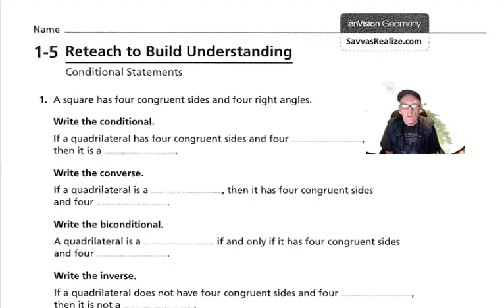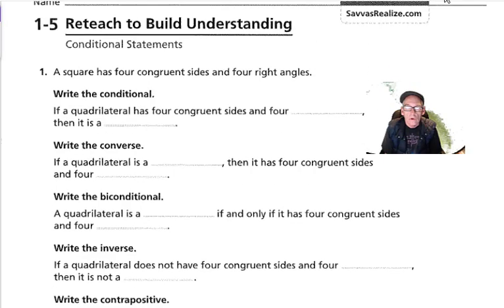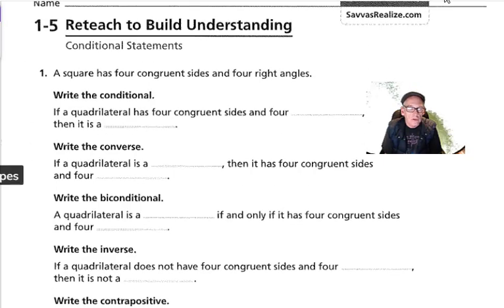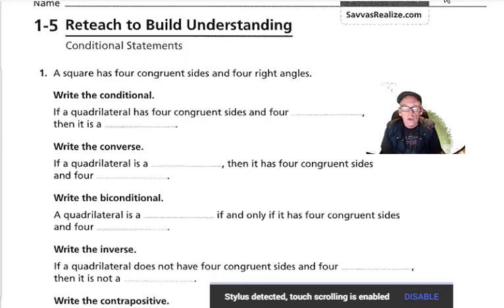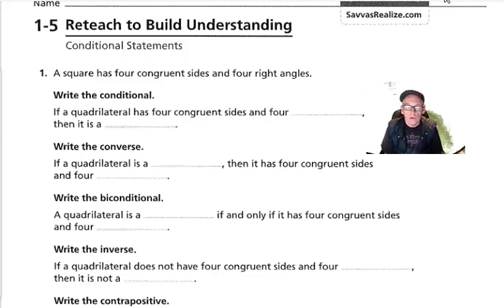Okay, this video goes with the 1.5 Reteach to build understanding notes. So let's look and see what we have on these. So it's on conditional statements. So here's our statement: a square has 4 congruent sides and 4 right angles. They want us to write the conditional.